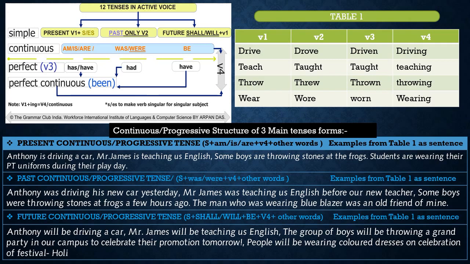Anthony was driving his new car yesterday. Mr. James was teaching us English before our new teacher. Some boys were throwing stones at frogs a few hours ago. The man who was wearing a blue blazer was an old friend of mine. Future continuous or progressive tense. The structure is subject plus shall, will plus be plus V4 plus other words. Examples from table 1 as sentences.